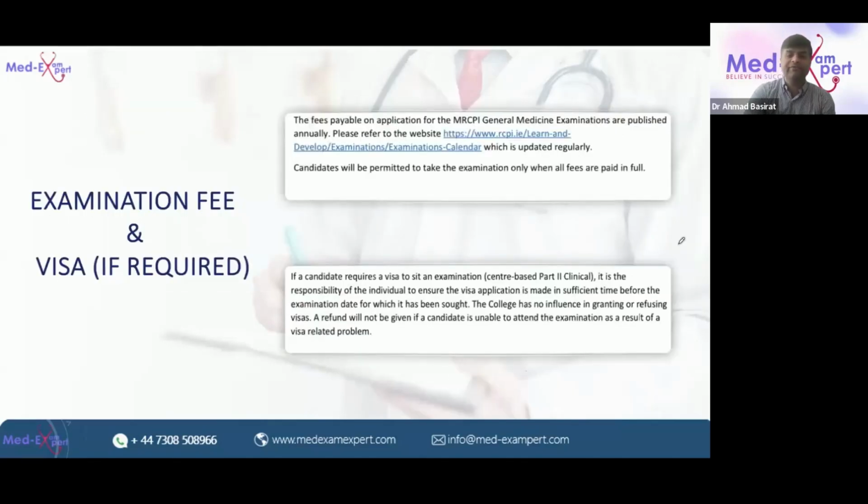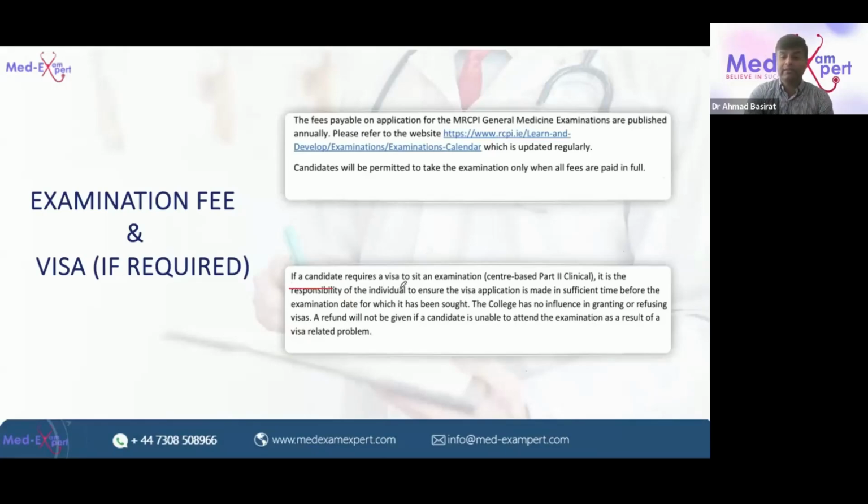Going on to the exam fee and the visa. For part 1 and part 2 written examinations, you don't need a visa because you're doing it remotely. You do need a visa, if you need one to travel, to give the part 2 clinical examination.